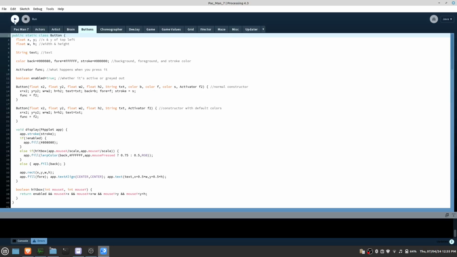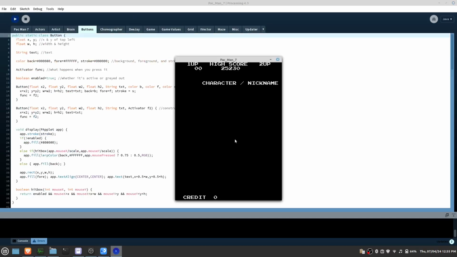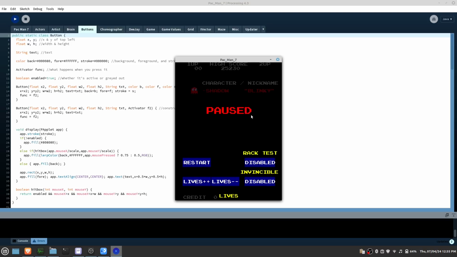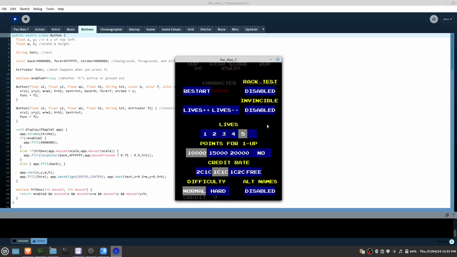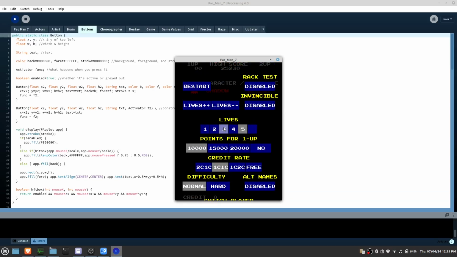Oh yes, of course. I also added a pause screen with buttons on it because I wanted to add a few things to it. First of all, so you could change things around, because when you first start up the game, you actually have options about what you can have on, like how many lives you start with.